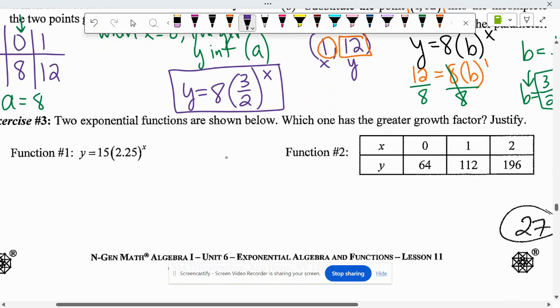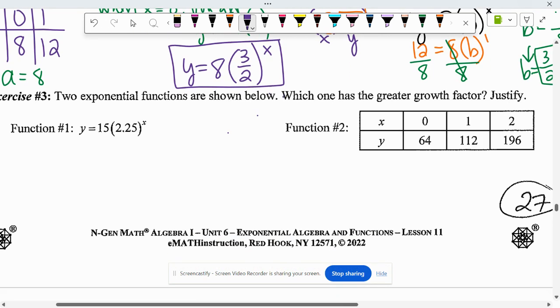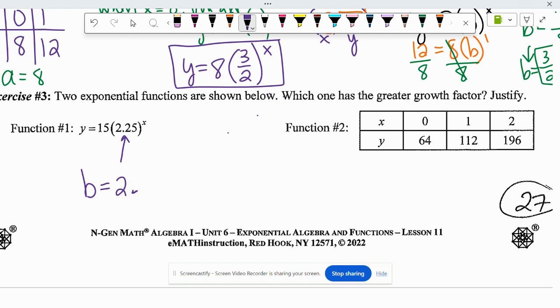Okay. Question number 3 has us comparing growth factors. You can look at this first equation and see that b, my growth factor, is what? What is the value of b? 2.25.